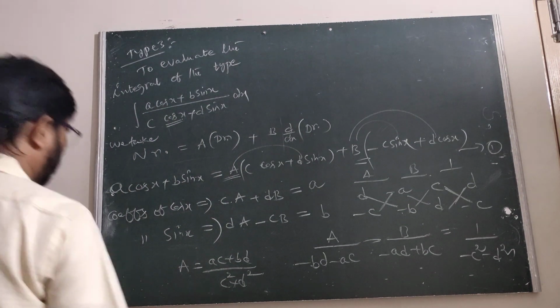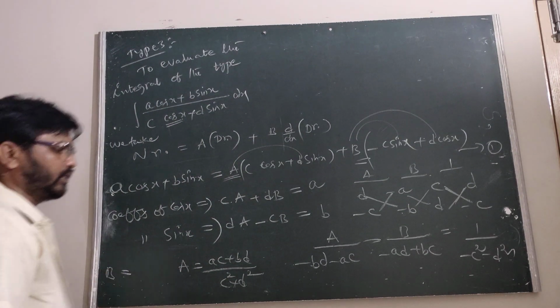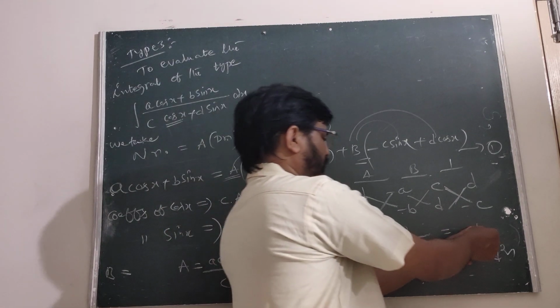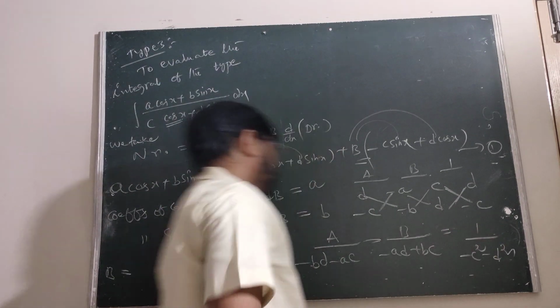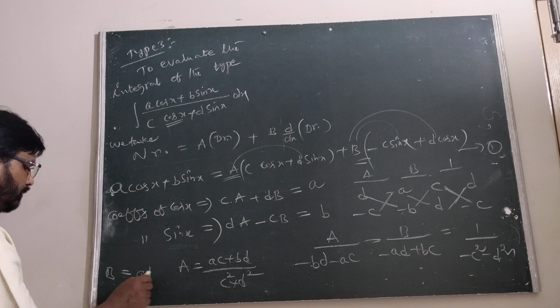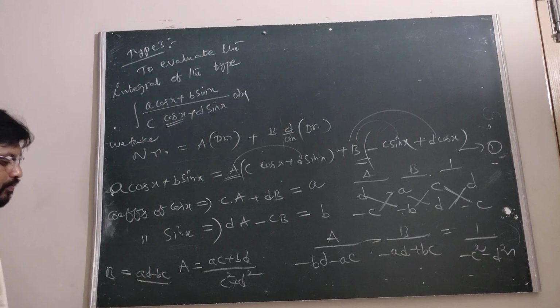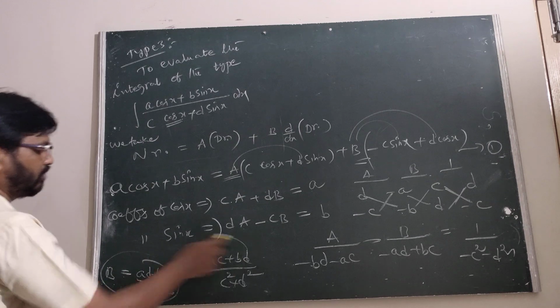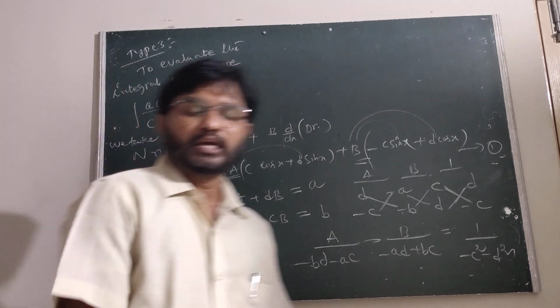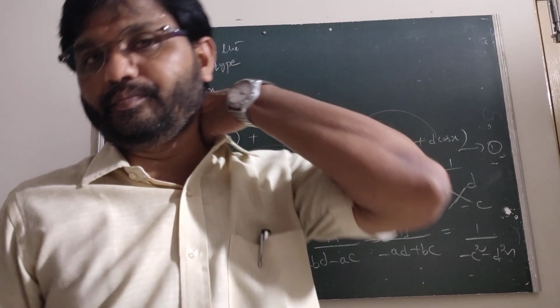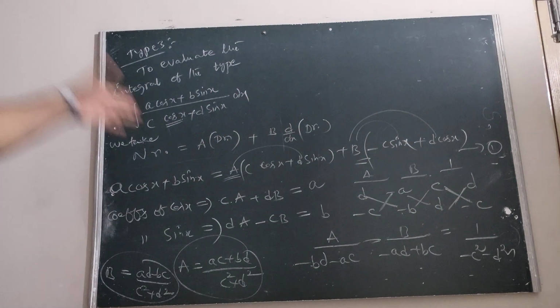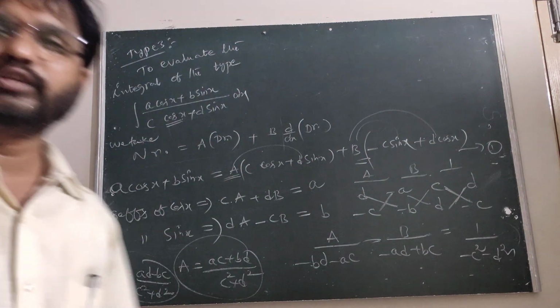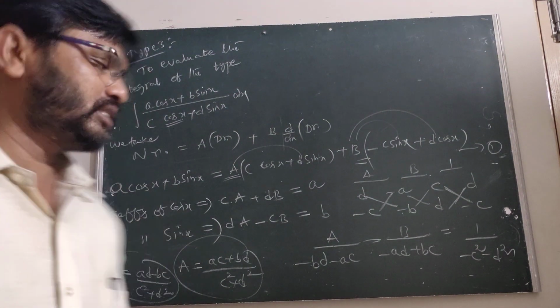But how to get B? B is sending to the top here. Now we can multiply with the minus: AD minus BC by C square plus D square. Is it clear? These are the values of A and B. After getting the values of A and B, the solution to evaluate the given integral is the easiest method.